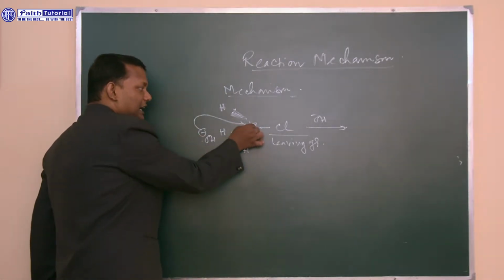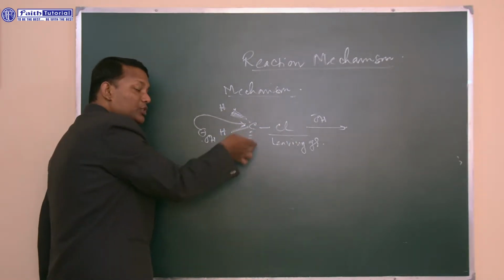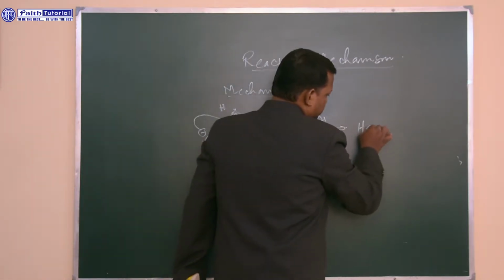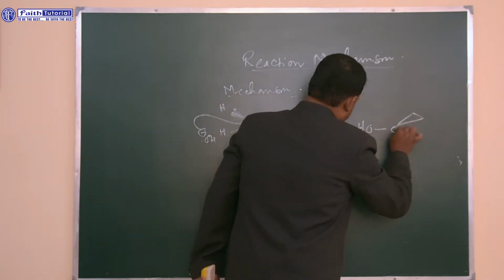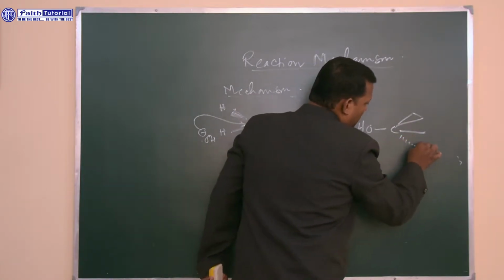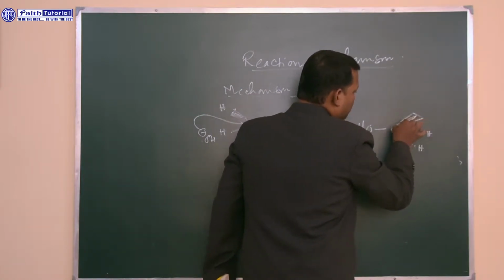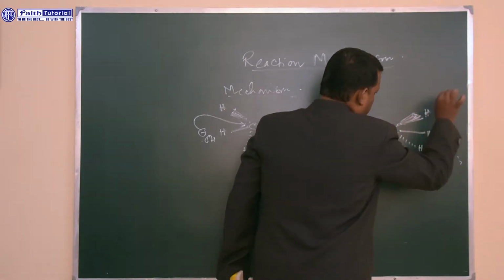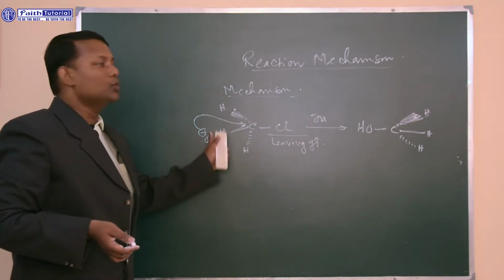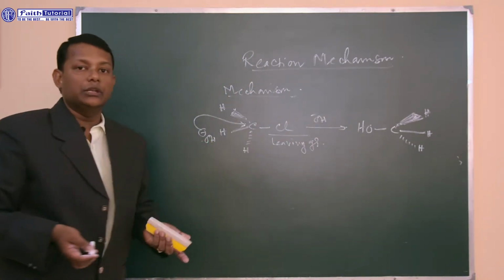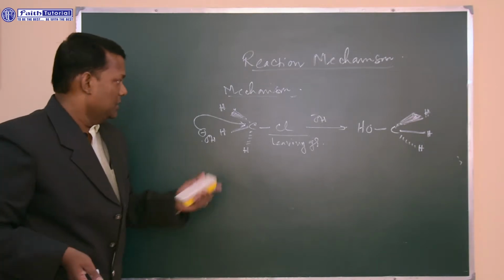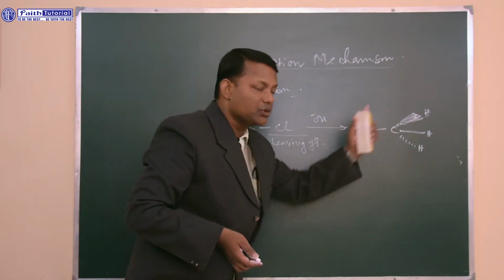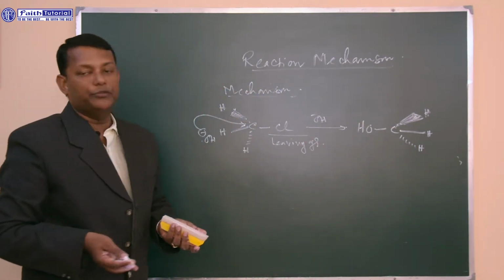So, when OH minus attacks this carbon, chlorine will leave and OH minus will make a new bond with the carbon. But in this structure, you can see that inversion of configuration takes place. That means all the hydrogen atoms will go to the opposite direction from which OH is coming. This structure is called the inverted structure and the process is called inversion of configuration.